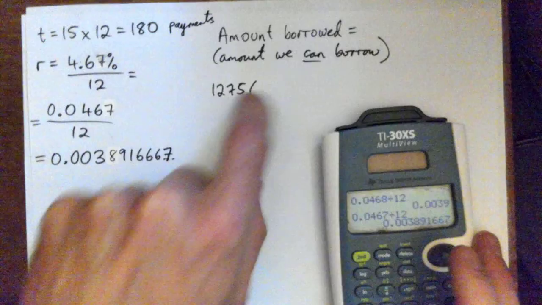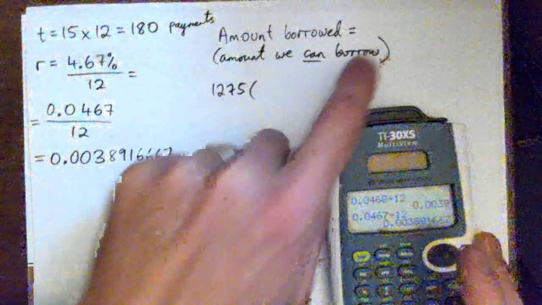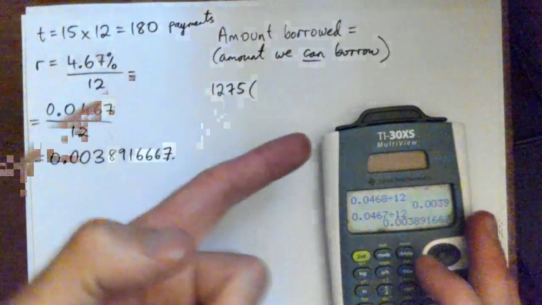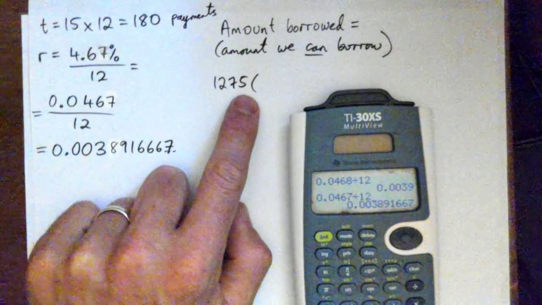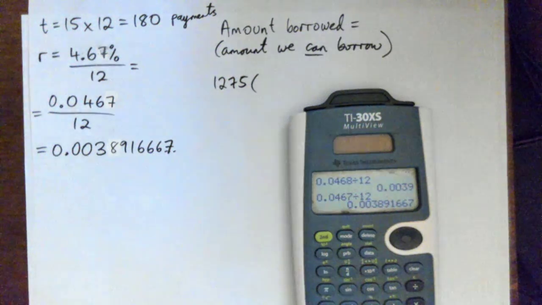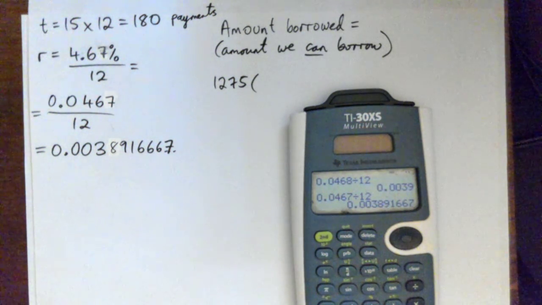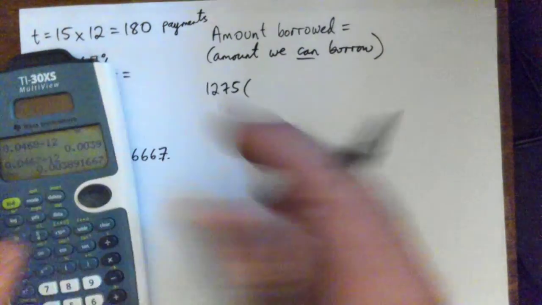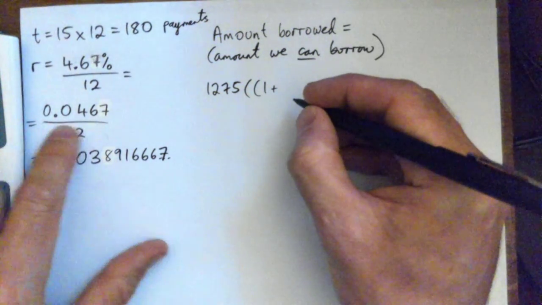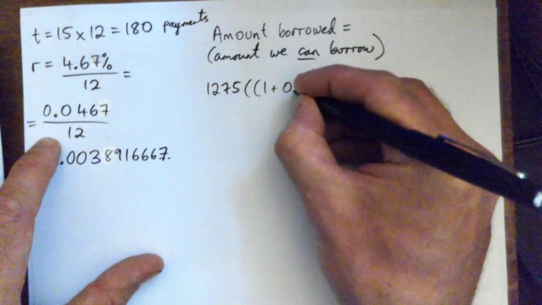And we've got to use the correct formula, which is the amount borrowed equals the calculation. Amount borrowed is the same thing as the amount we can borrow. So we go monthly payment, times 1 plus r to the power of t, subtract 1, over r times 1 plus r to the power of t. Okay, so 1 plus r times 1 plus r.